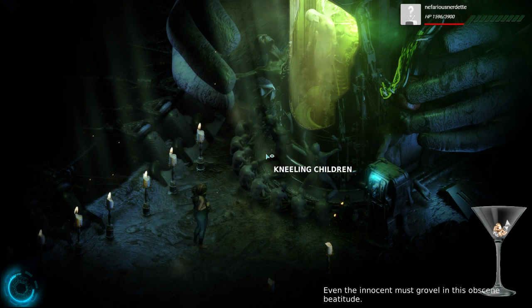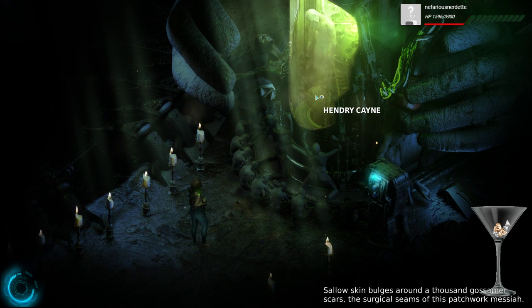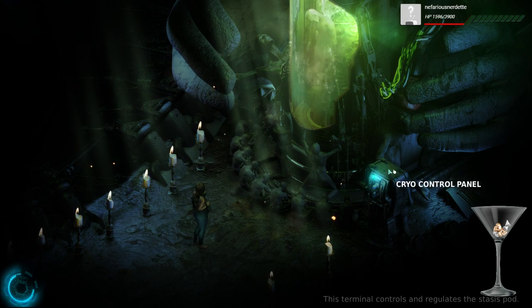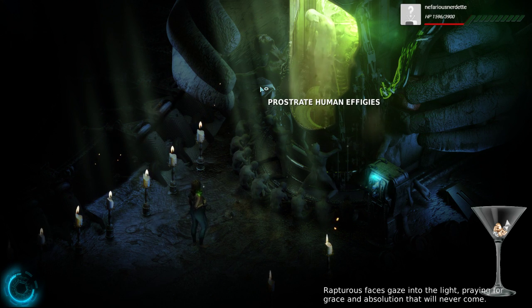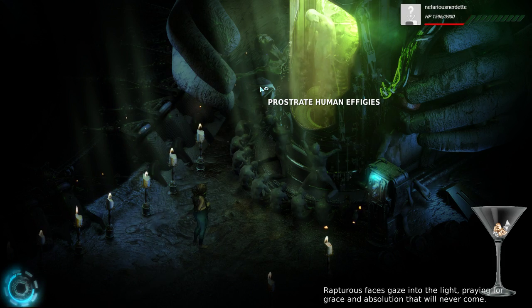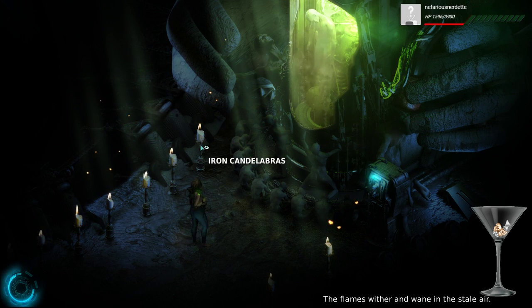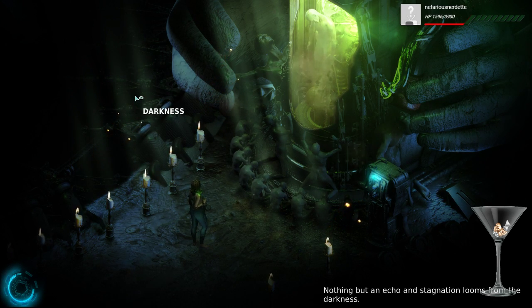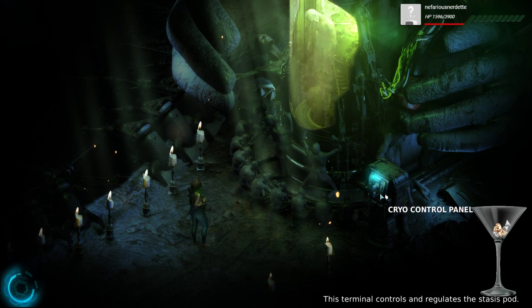Kneeling children. Even the innocent must grovel in this obscene beatitude? Henry Cayne. Sallow skin bulges around 1,000 gossamer scars, the surgical seams of this patchwork messiah. Cryo control panel. This terminal controls and regulates the stasis pod. Prostrate human effigies. Rapturous faces gaze into the light, praying for grace and absolution that will never come. Iron candelabras. The flames wither and wane in the stale air. Darkness. It's imprisoning me. All that I see. Absolute horror. Nothing but an echo and stagnation looms from the darkness.